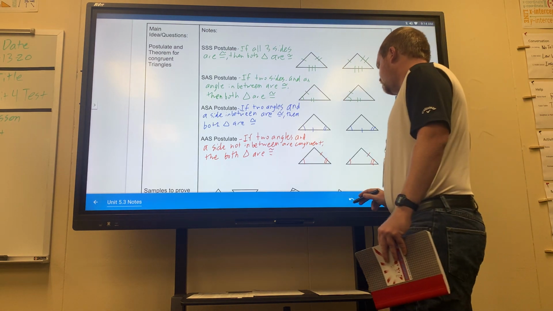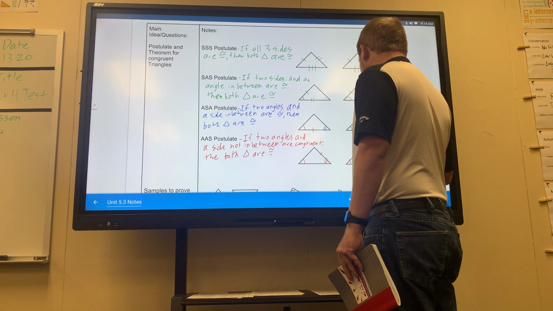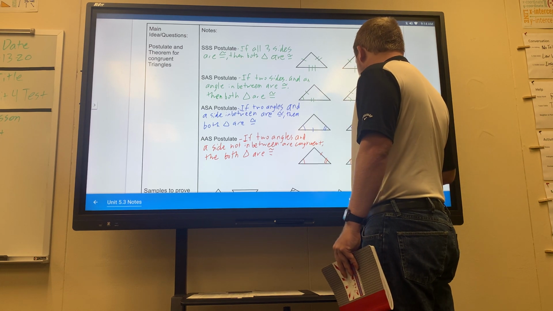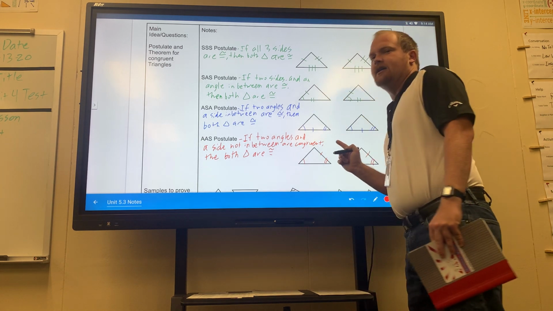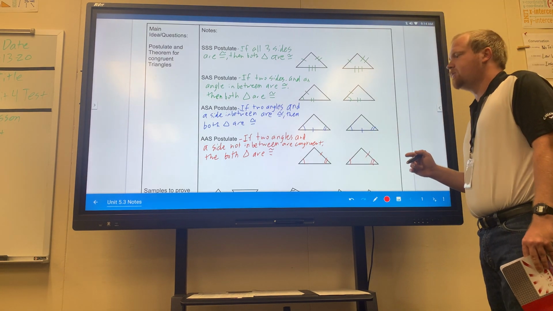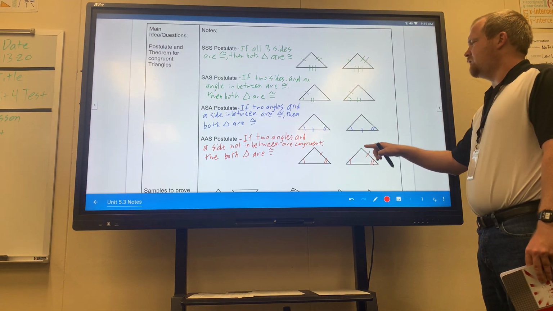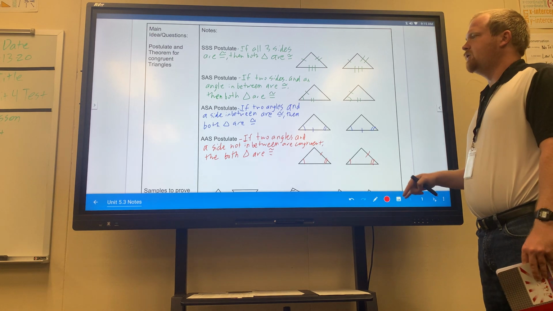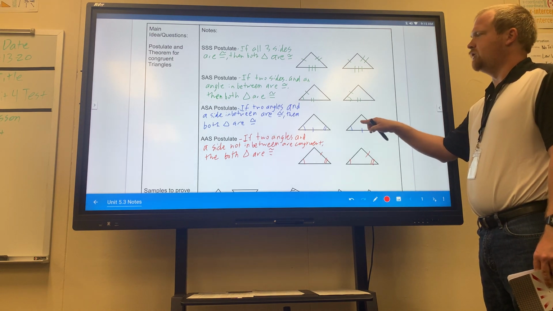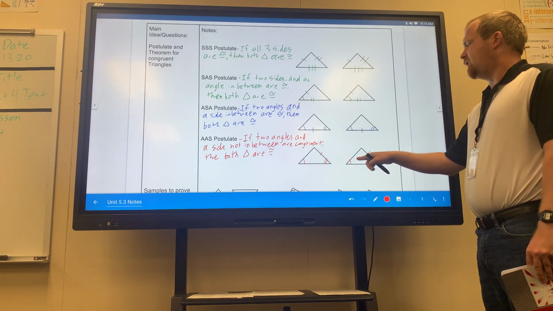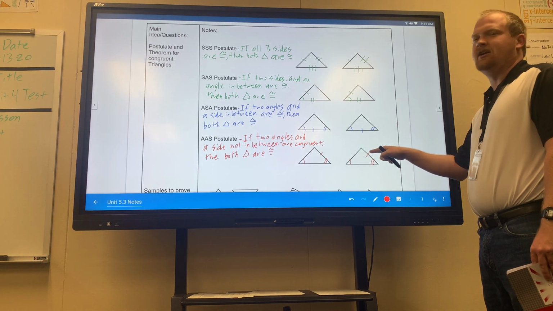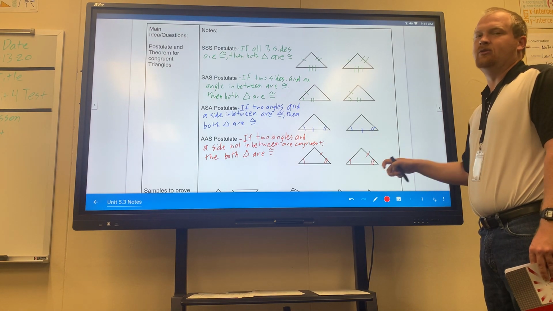Now, could I go this way? Absolutely. Because it's still angle, angle, side. Okay? Just as long as it's not in between, this will be angle, angle, side, as opposed to angle, side, angle. So if there's no side in between, but I have a side right here, it's angle, angle, side.